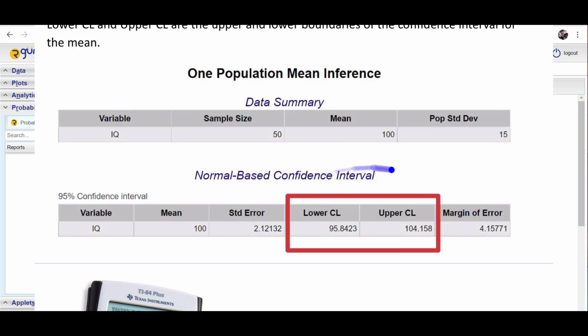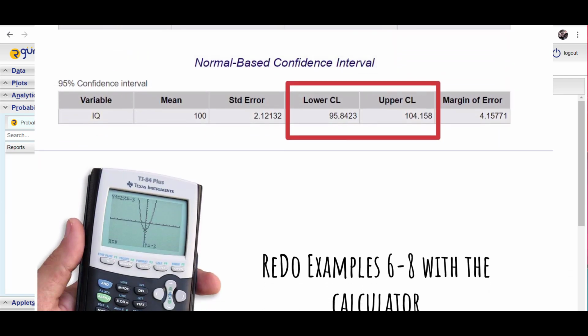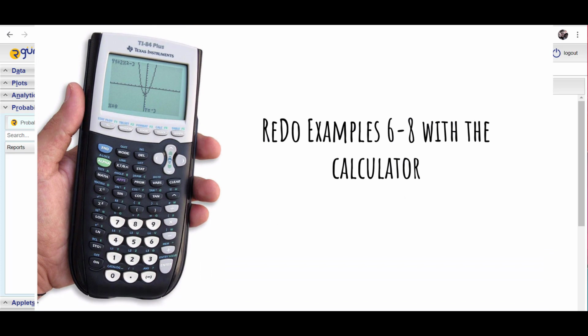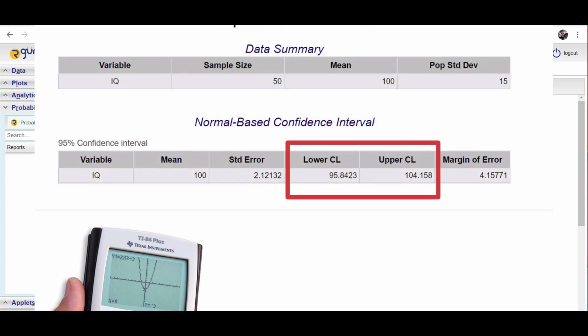So that would be a way to get those without doing them by hand. You can get them from here. So that's kind of nice, right? And then what we're going to do is we're going to redo examples 6 through 8, but we're going to do them this time using Rguroo. We're just going to make sure that we get the same numbers.